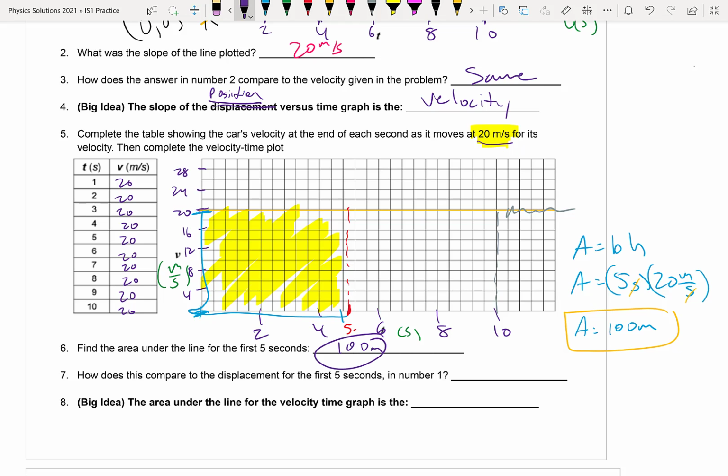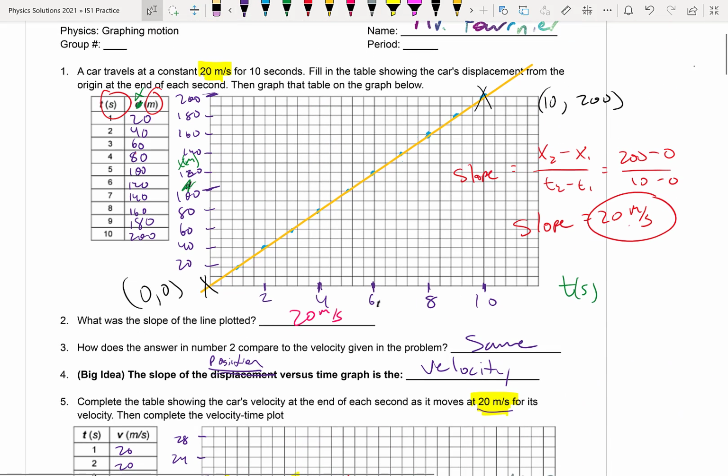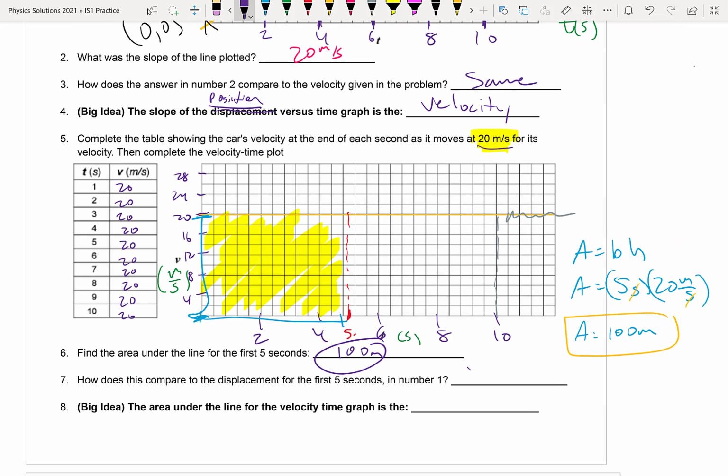Compared to the displacement at the first 5 seconds in number 1, we know the displacement is 100 meters. So again, they're the same. Then it says the area under the line of a velocity versus time graph is the displacement.